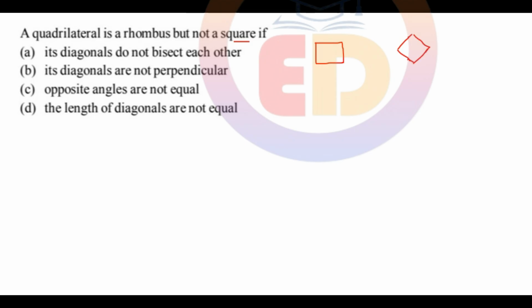Now understand that square is a special kind of rhombus. It follows all the properties of rhombus except, let us summarize all the properties first. In a square and rhombus both, all sides equal. Each angle is 90 degree. So both square and rhombus follow this property. Each angle is 90 degree.